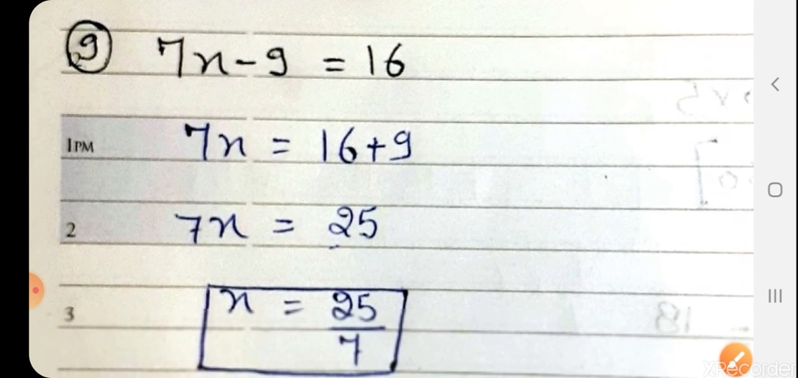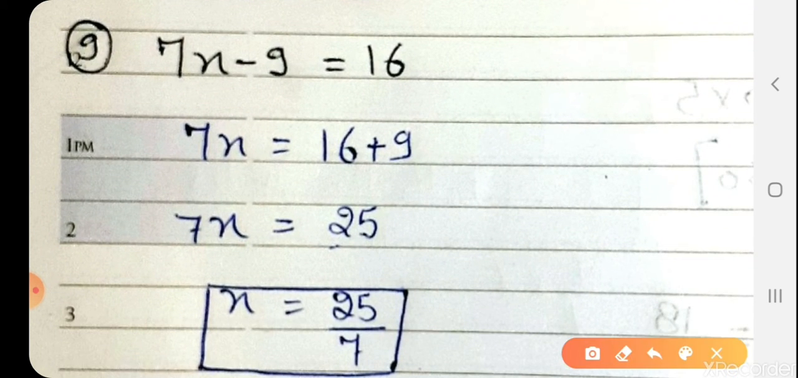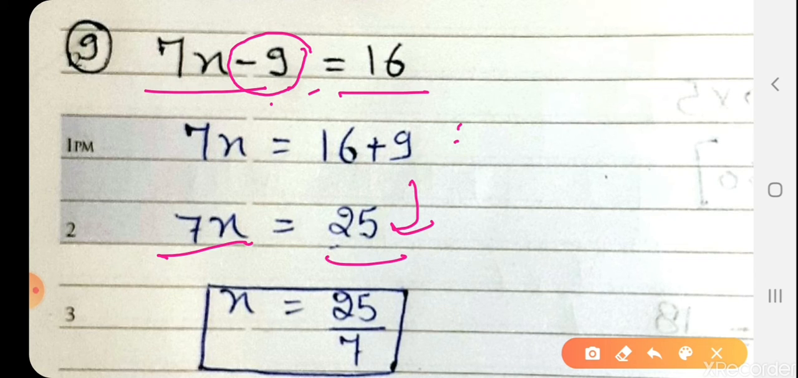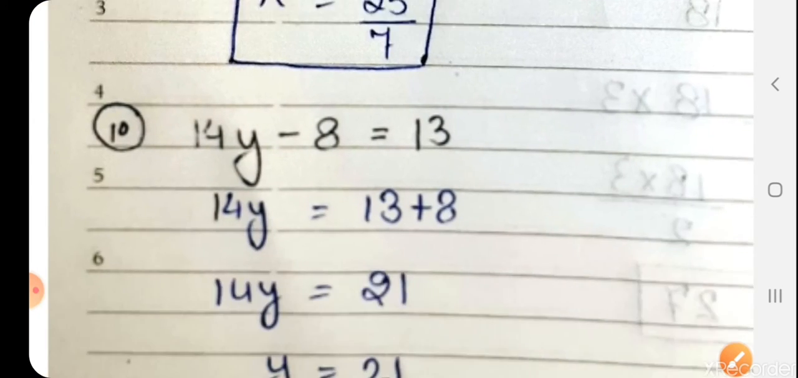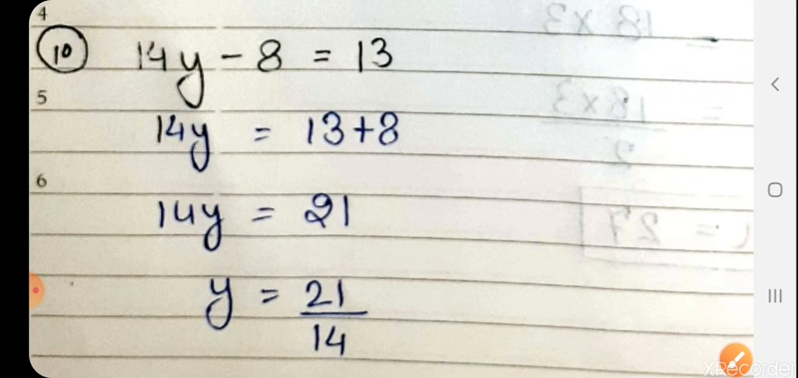Next, 9th, 7x minus 9 is 16. We have solved a question earlier. So first of all you will transpose this 9. 9 is negative. After transposition it will become positive. So 16 plus 9 is 25. So 7x equals 25. Now this 7 is multiplying over here. We will divide it. So x equals 25 upon 7. That is our answer.